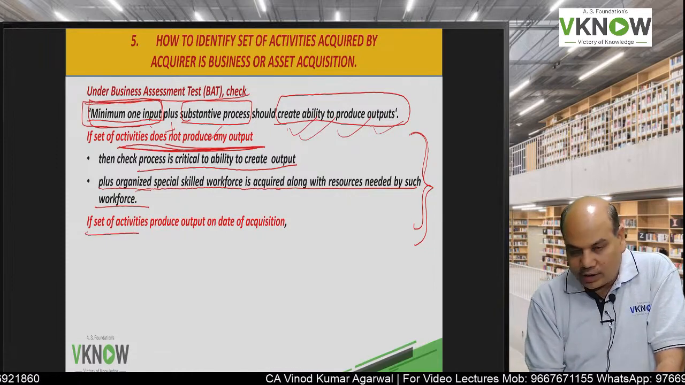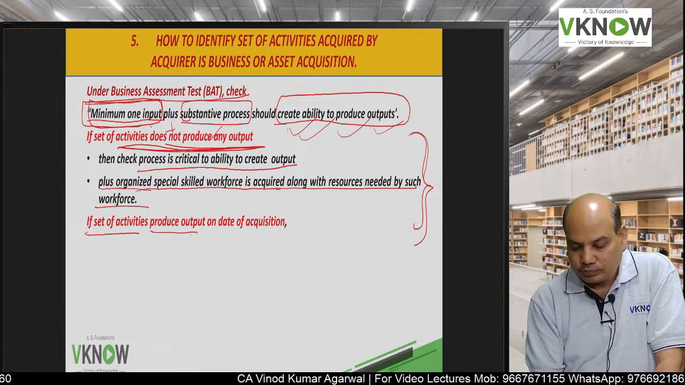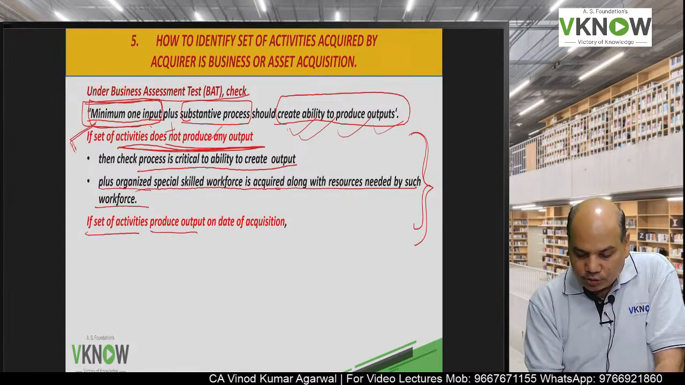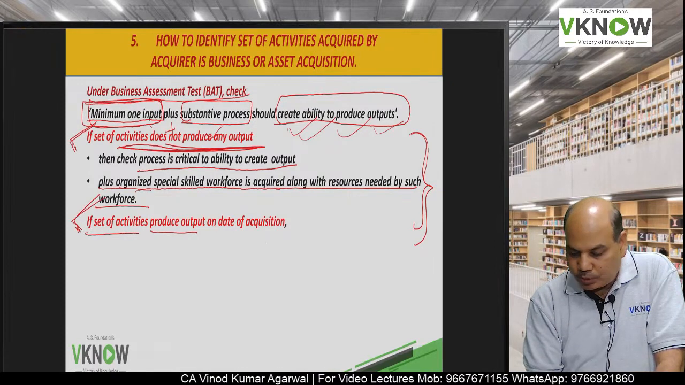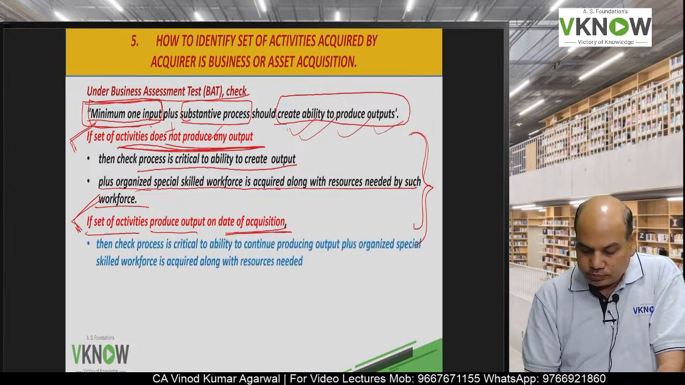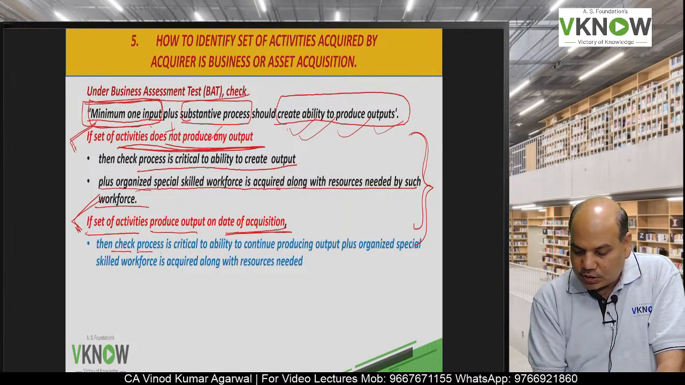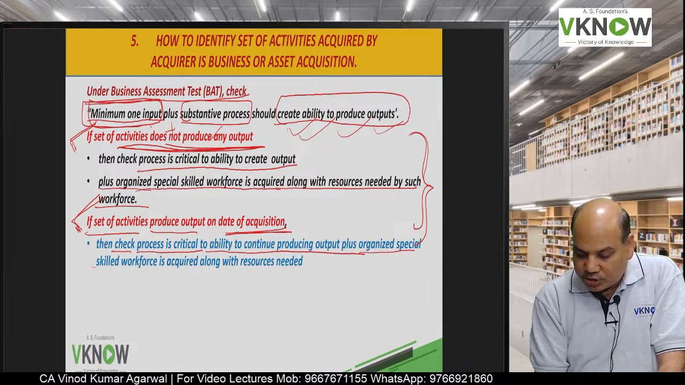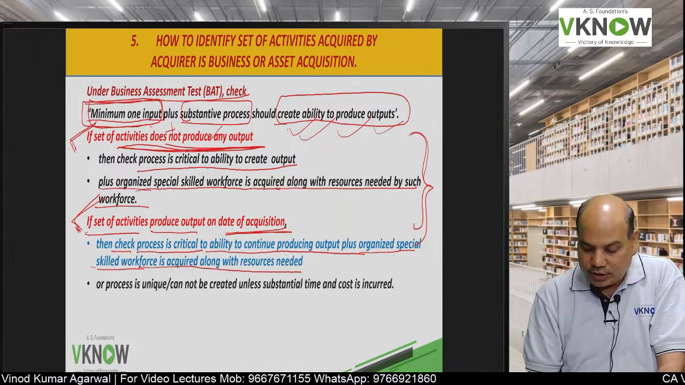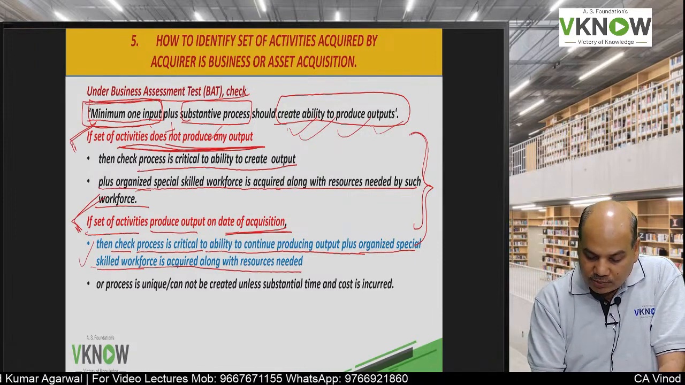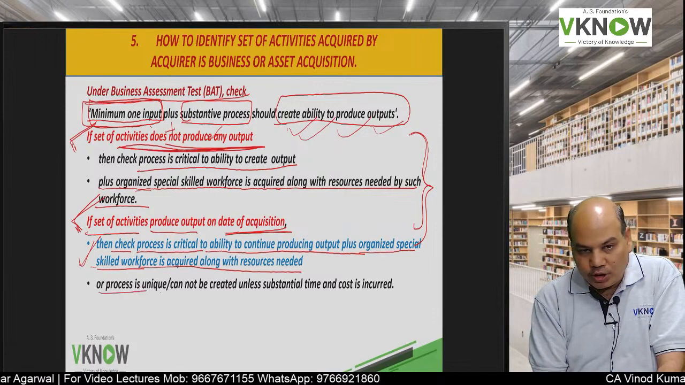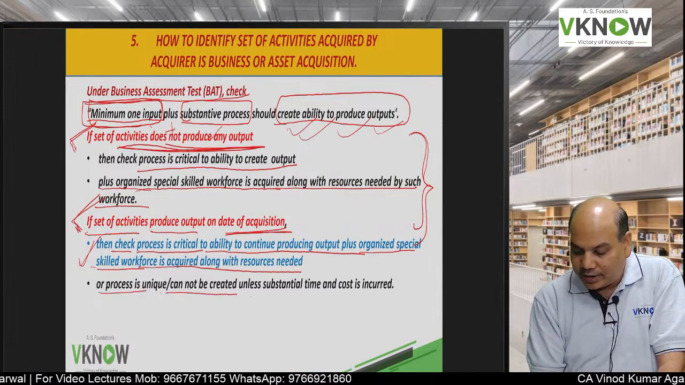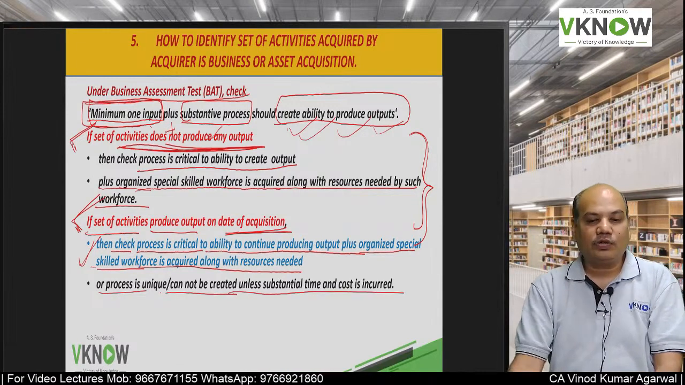If the set of activities produces output, the first case was that it does not produce output. If the set of activities produces output, then what do we have to do? Then we have to check whether the process is critical to the ability to continue producing output, plus an organized, specialized, skilled workforce is acquired along with the resources needed. This is the same as the previous one, or the process is unique. The process cannot be created unless substantial time and cost is involved.